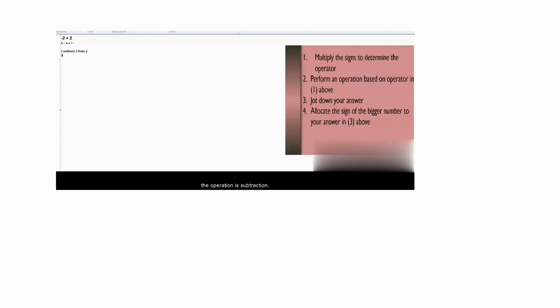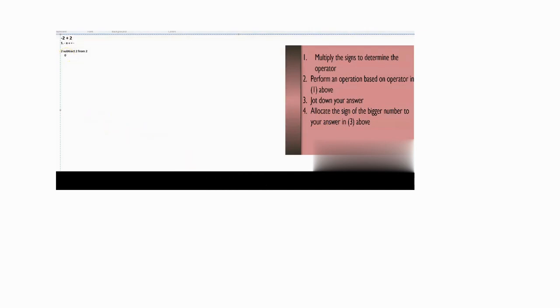The operation is subtraction, so we are going to subtract 2 from 2. What do we get? 0. That's our final answer. Now, this step is not necessary: allocate the sign of the bigger number to your answer in 3 above. It's not necessary because our result is 0, and 0 is neither positive nor negative.